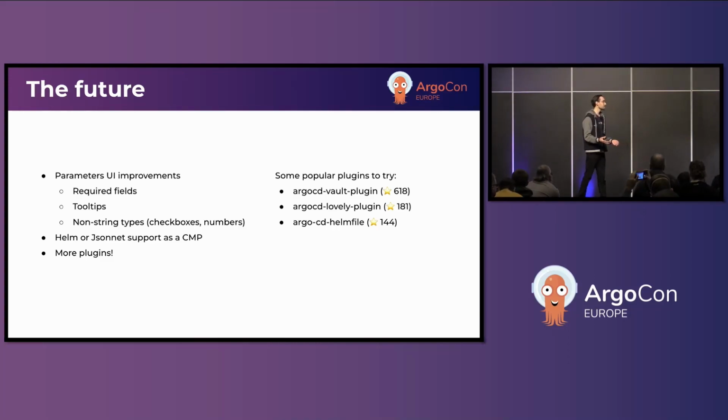And also, I just want to see more plugins. On the right side, by far, the 3 most popular plugins add Vault support, add Helmfile support, and Argo CD Lovely plugin is something kind of funny and cool. It's focused on combining Helm and Kustomize support. It also provides a way to chain plugins. So, long story short, people are doing really cool things.